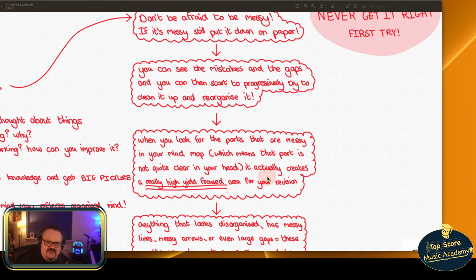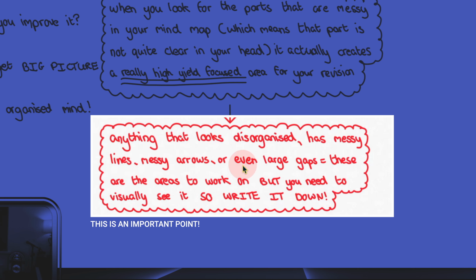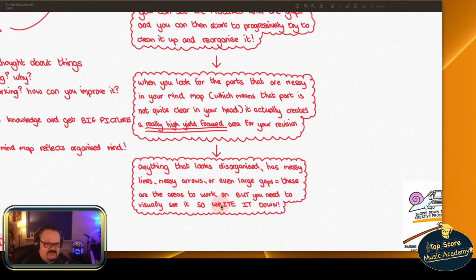Okay, so that's what's really good about the mind map as well, is that the process of creating it actually helps sort of triage your own revision about where you need to do more study and where you need to focus your study. Anything that looks disorganized, has messy lines, messy arrows, or even large gaps, these are the areas to work on, but you need to visually see it. So write it down. You don't get to see it until you've done it. You need to be able to look at something and think, well, this is an absolute mess, this is chaotic looking. Well, then you need to focus in on the areas that look really bad and think, how can I better organize this information? That's where your good encoding is happening.